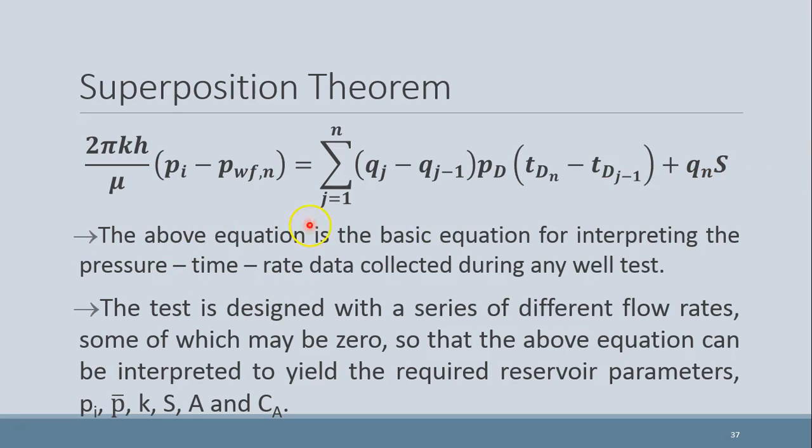So our equation is called the basic equation for interpreting the pressure-time-rate data collected during any well test. This is the fundamental equation for any well test. The test is designed as a series of different flow rates, the sum of which may be zero, so that the above equation can be interpreted to yield the required reservoir parameters, which are pi, the initial pressure, p bar, the average reservoir pressure, k, permeability, s, the skin factor, A, the drainage area, and CA, the shape factor.